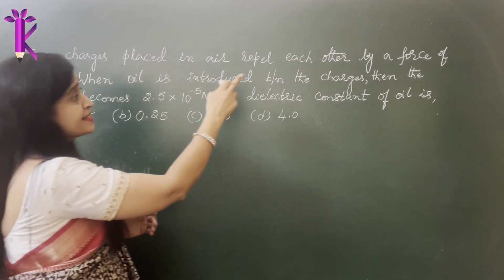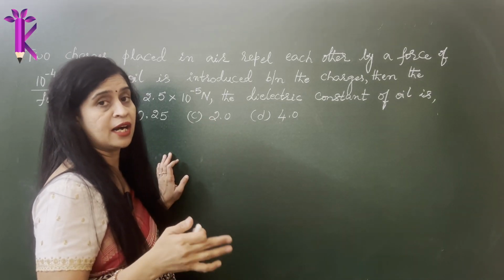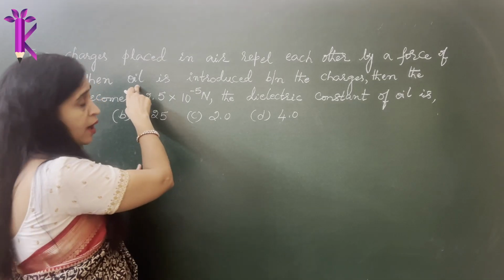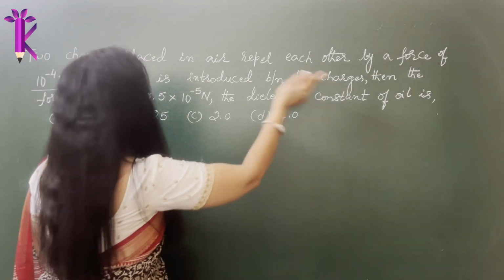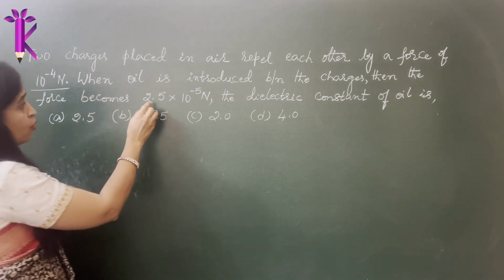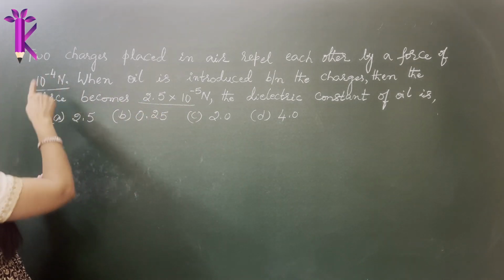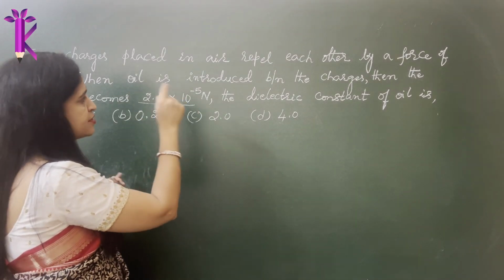When oil is introduced between the charges, now that space which was filled with air between the charges is being filled with oil. So they're introducing some oil with certain density which is unknown. Then the force becomes, okay, there is a change in the force. So you saw it was just 1 into 10 to the power of minus 4. Now it is 2.5 into 10 to the power of minus 5 Newton.